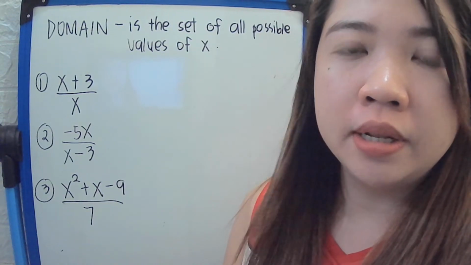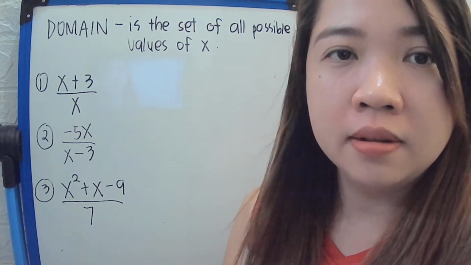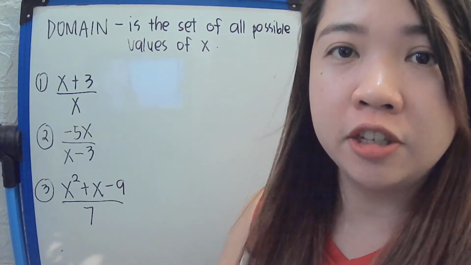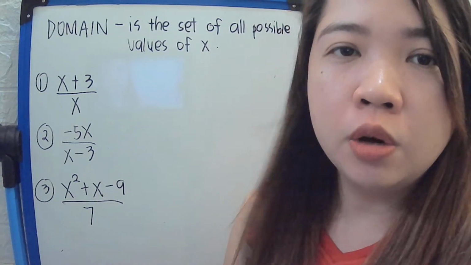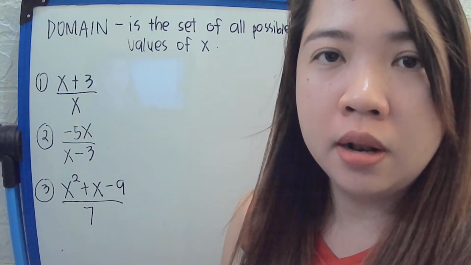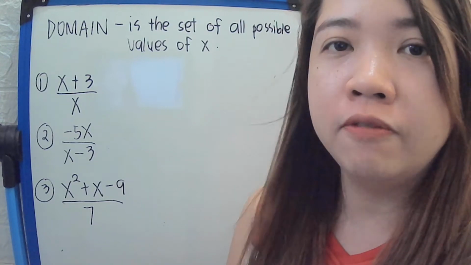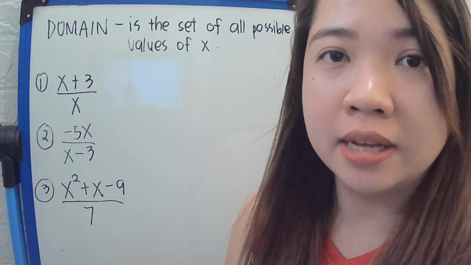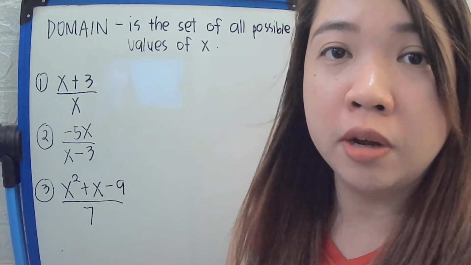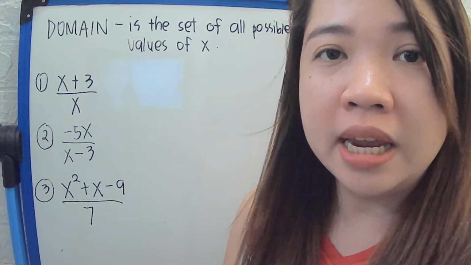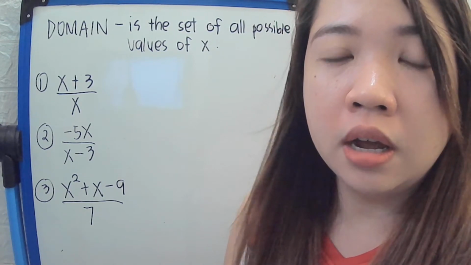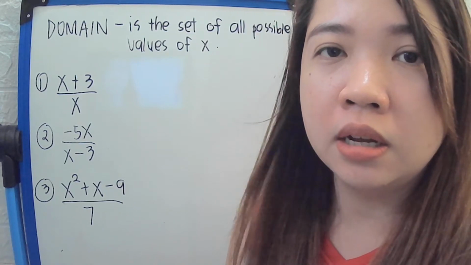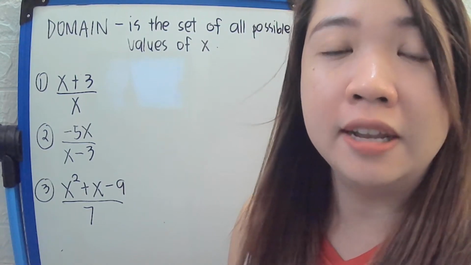In this video, we will discuss the domain, or the set of all possible values of x, in rational expressions. When we say permissible, it means all the possible values for x, any number that can be substituted for x that will make the whole rational expression valid. When we say non-permissible, it is the restriction. So what will be the values of x that will make the whole rational expression undefined?